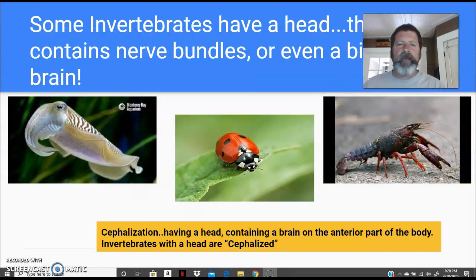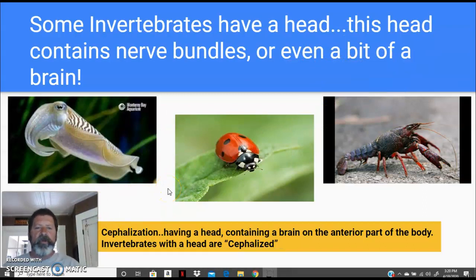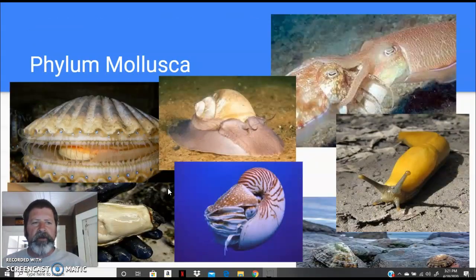Okay, so we're going to tackle things that we didn't tackle last time, and we're going to start with the notion of having a head with a brain in it. So this concept is called cephalization. Don't ever take for granted the fact that you're cephalized. Not all invertebrates are cephalized, so that's considered a more advanced characteristic.